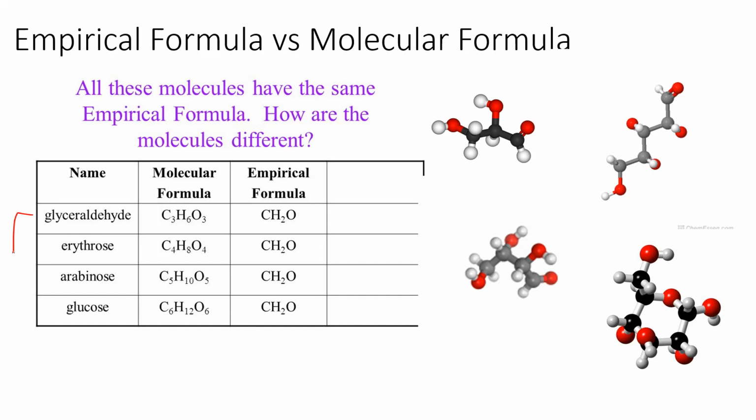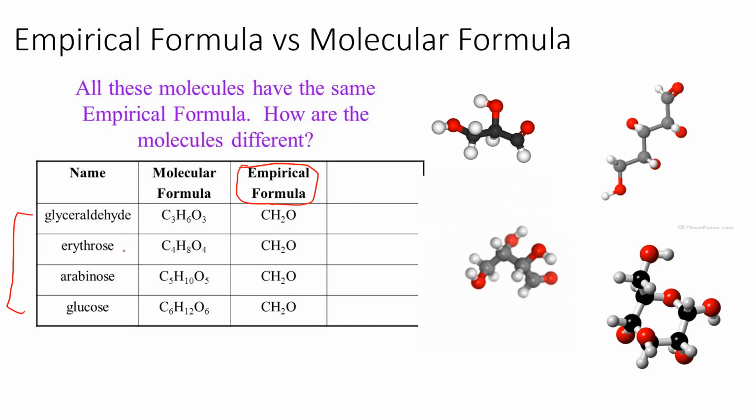I have 4 compounds here: glyceraldehyde, erythrose, arabinose, and glucose. Now, look at their empirical formula. It's all the same, okay? C3H6O3, that's glyceraldehyde. If we divided everything by 3, we would get CH2O. Okay, it's in the lowest proportions.